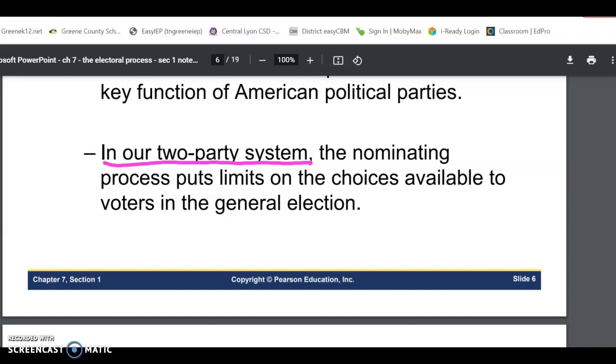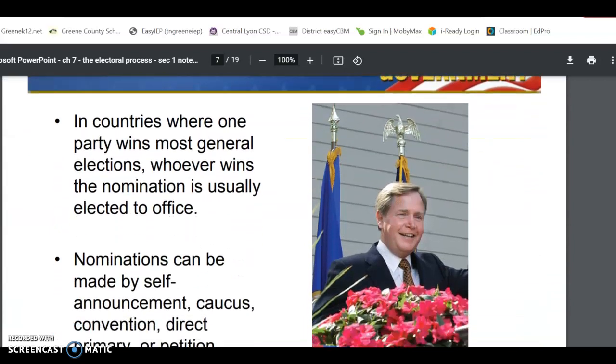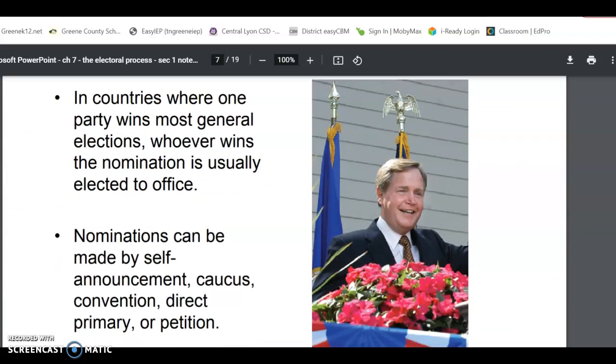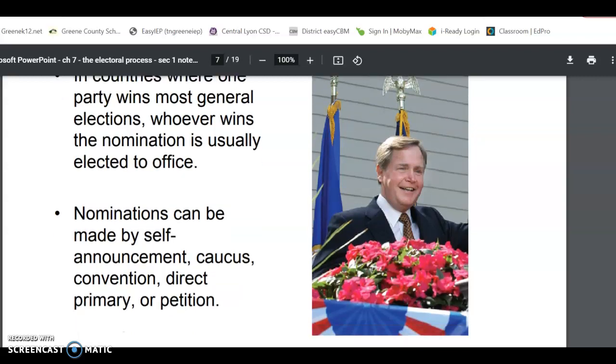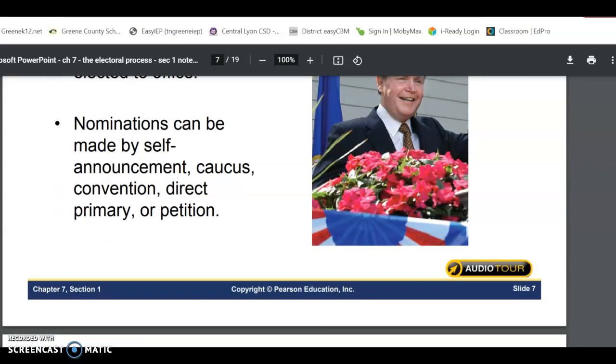So in our two-party system, the nominating process puts limits on the choices available to voters in the general election. That's the nomination process. There are countries where one party wins most general elections, so whoever wins the nomination is usually elected. That is not the United States because we only have two parties. It does flip-flop back and forth.